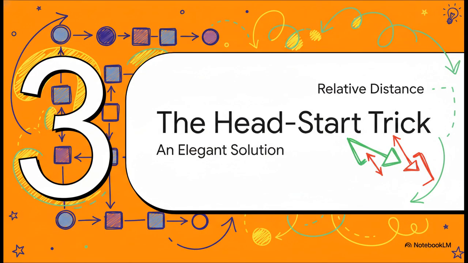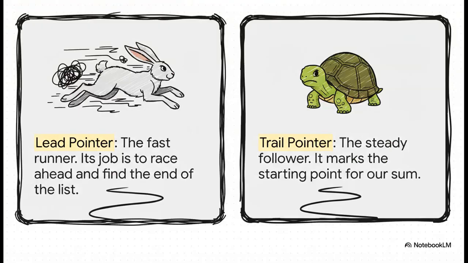You'll hear it called the 2-pointer technique, but I really like to call it the head start trick. It's all about using relative distance to your advantage. We're going to use 2 markers, or pointers, to walk through our list. Let's give them names. We've got a lead pointer and a trail pointer. Think of the lead pointer as our scout. Its only job is to run ahead and find the end of the list. The trail pointer, on the other hand, is the one we really care about. Its job is to lag behind just enough so that it lands perfectly on our starting line.